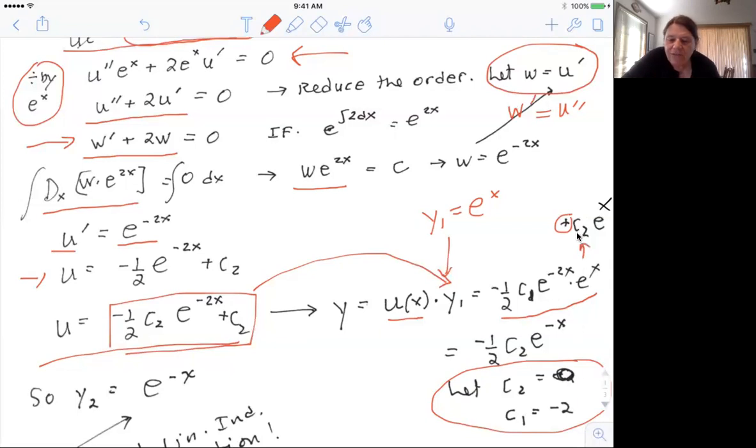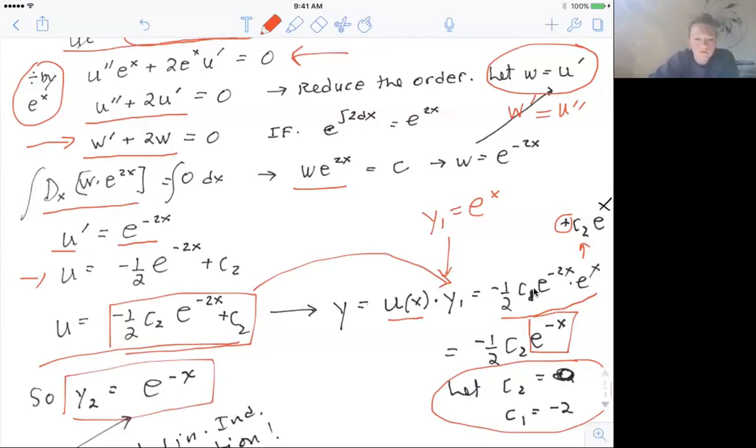So I don't really care about that. And if I want to find the easiest form of the independent solution, I'll let C1 be minus 2, because minus 2 times minus 1/2 is just 1. That leaves me with just, what I'm doing is picking the appropriate constant to just lay bare the other solution in the fundamental set. And that's it. Y2 is e to the minus x.